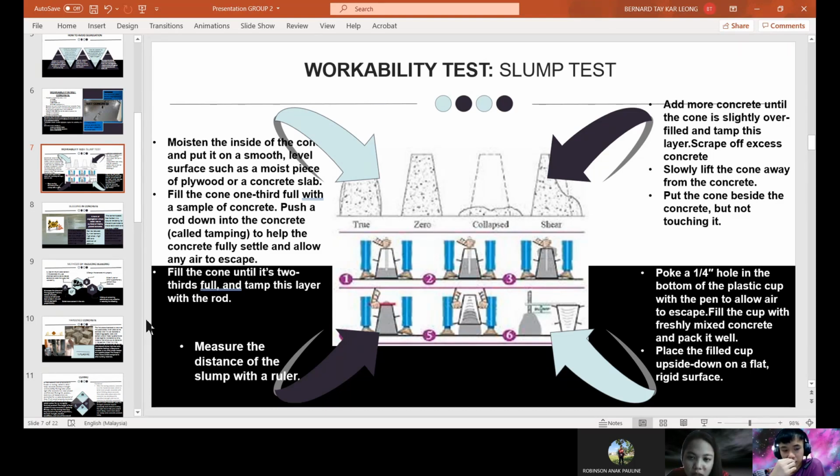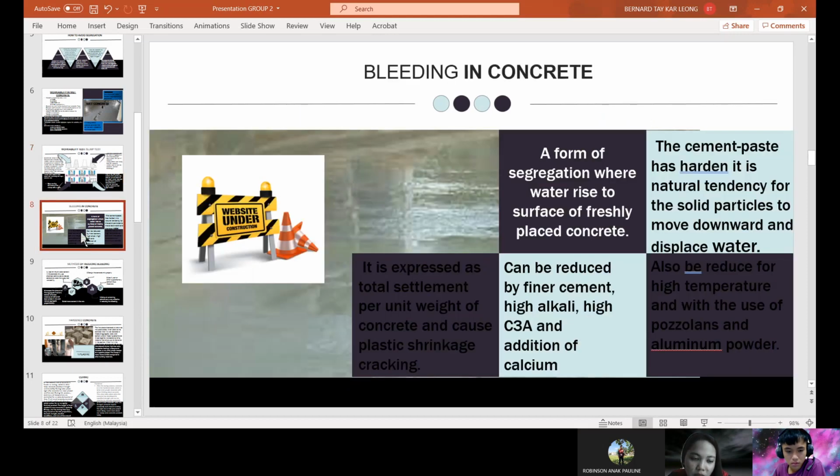Put the cone beside the concrete but not touching it. Poke a 1/4 hole in the bottom of the plastic cup with the pen to allow air to escape. Fill the cup with freshly mixed concrete and pack it well. Place the filled cup upside down on a flat, rigid surface. And lastly, measure the distance of the slump with a ruler.